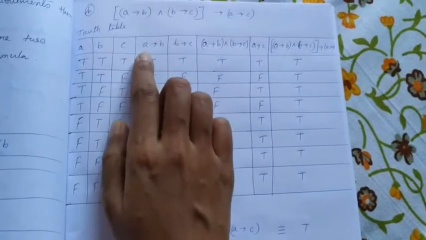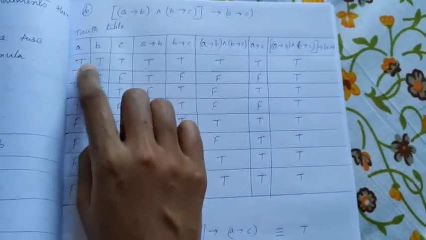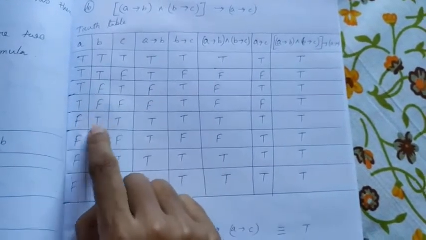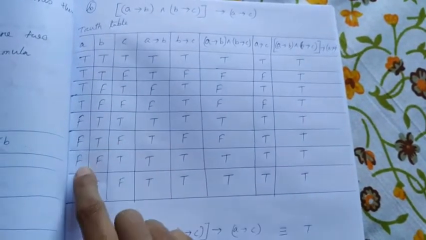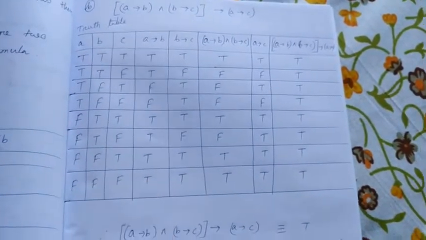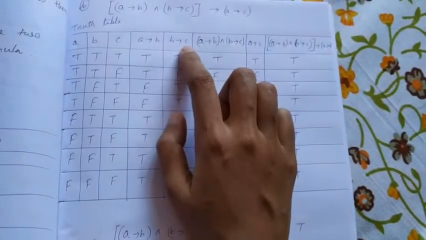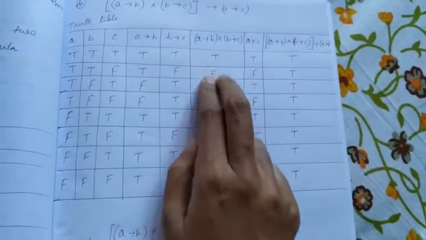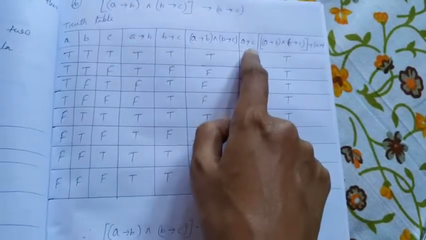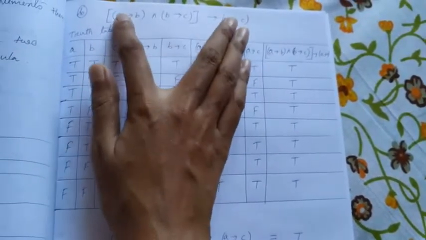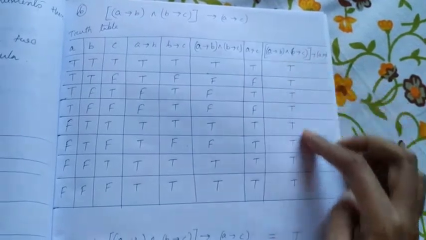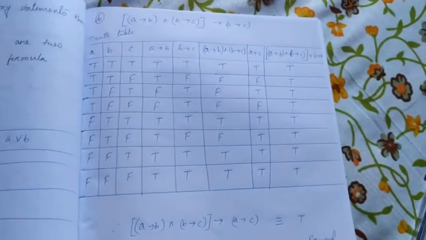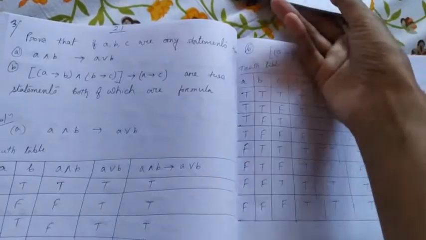Then you find if A then B: true true is true, true true is true, true false is false, true false is false, false true is again true, false true is true, false true is true, and false false is true. Similarly find if B then C. These two I have found, then the conjunction of these two, and if A then C. Then the whole formula, just write it and find it. I got it as true, so this is equivalent to true. This is what you have to prove. So question number 3, A and B, done.